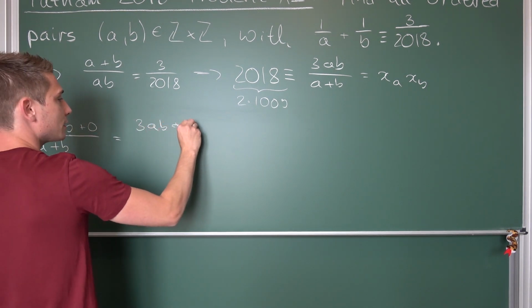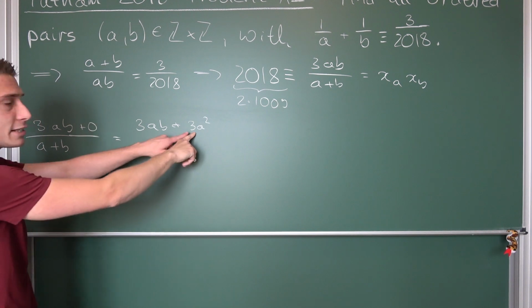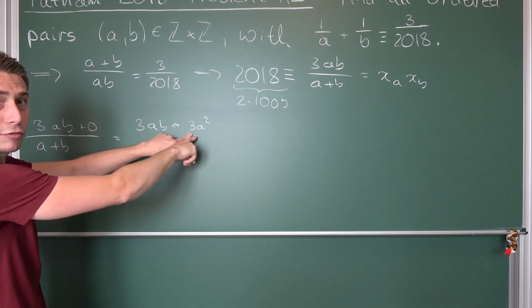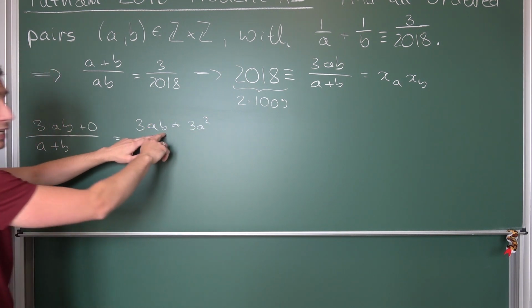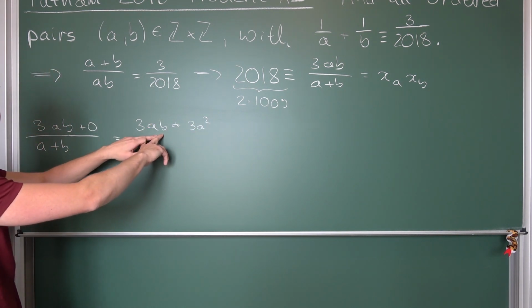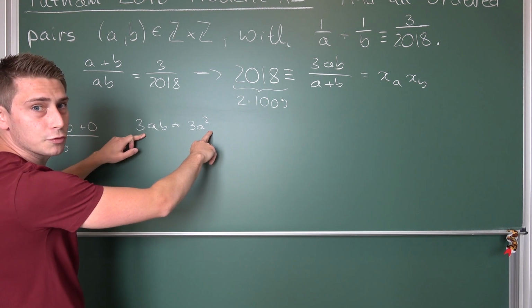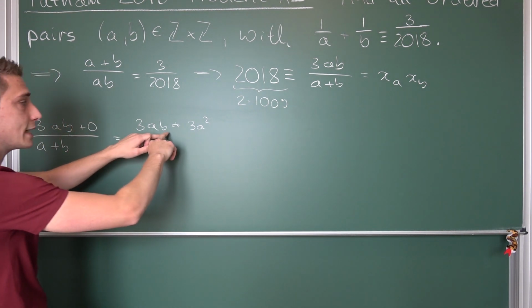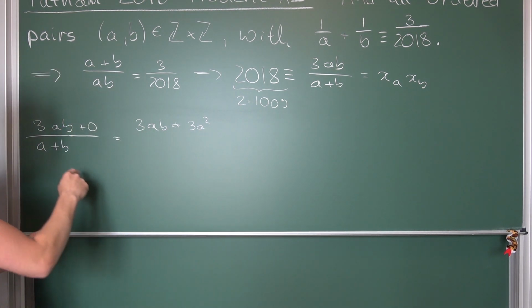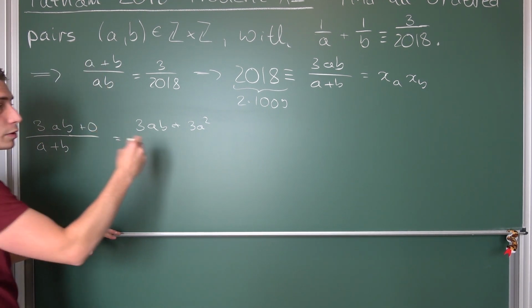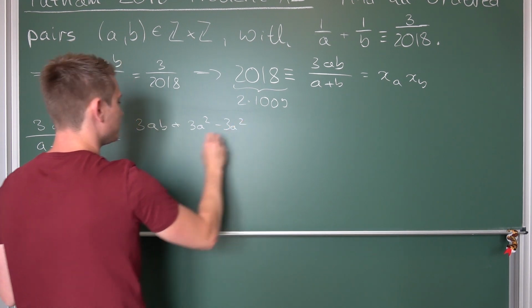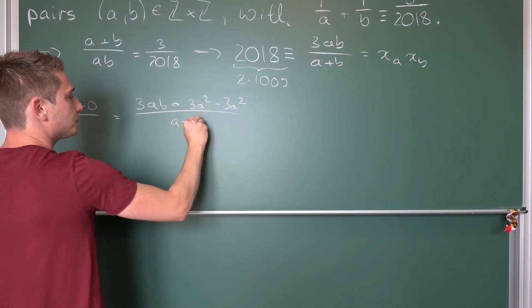3ab plus 3a squared. I need the factor of 3 here because I would like to factor it out together with a bunch of other stuff such that I can get a plus b into here. And you see 3a is a common factor of those, and if I factor 3a out we get b plus a, which is exactly what I want. And obviously we need to subtract 3a squared yet again because we want to add 0. 3a squared over a plus b.